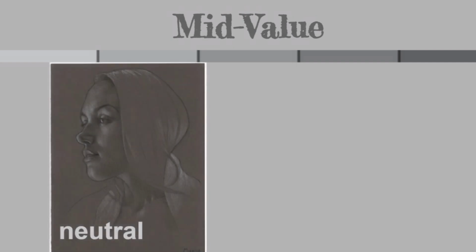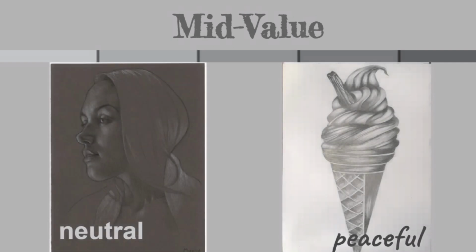All right, mid-value images are neutral and peaceful, like this woman and this ice cream cone. It's also, if you do it on accident and only have middle values, then your piece of art can also just appear boring. That's me. That's what I do. So no one wants that.